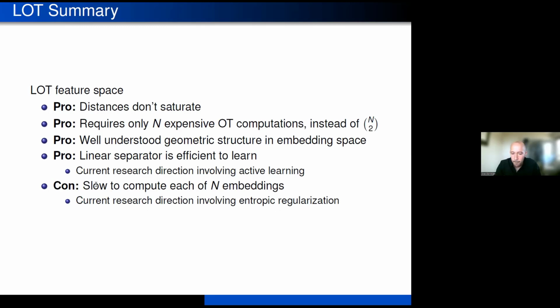A downside of this is that optimal transport, even on N embeddings, is still expensive. So a direction of research that we're going to put up a paper shortly on is how to do this same type of stuff for entropic regularized optimal transport or Sinkhorn optimal transport. You still get a lot of very nice guarantees, but each one of those N can be computed quite quickly.